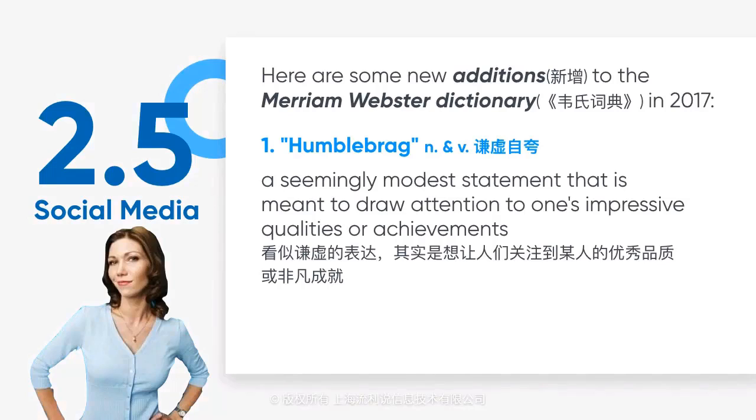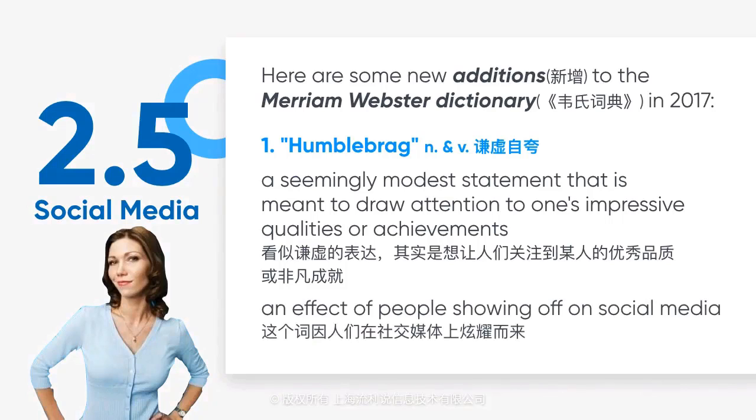To show how a dictionary can keep up with modern language, here are some new additions to the Merriam-Webster dictionary in 2017. Humblebrag: a seemingly modest statement that is meant to draw attention to one's impressive qualities or achievements. This can be used as a noun or a verb and was created as an effect of people showing off on social media.